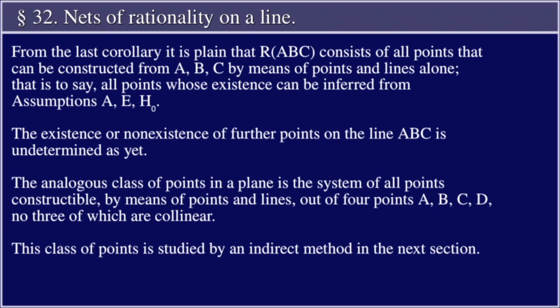The analogous class of points in a plane is the system of all points constructible by means of points and lines out of 4 points A, B, C, D, no 3 of which are collinear. This class of points is studied by an indirect method in the next section.